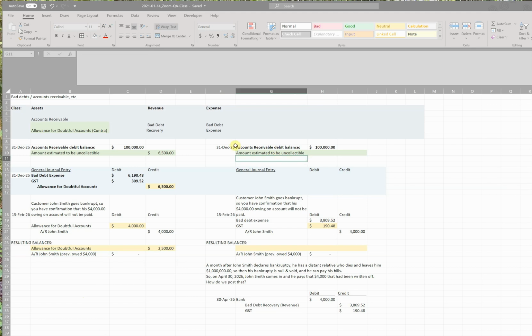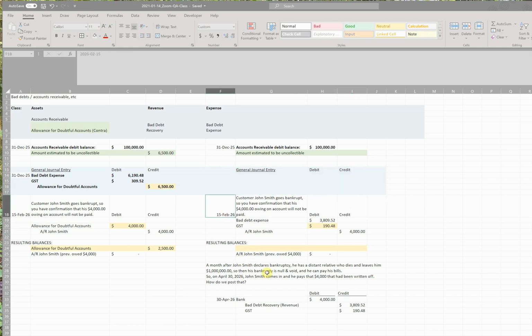And then scenario 2, the same scenario, but let's say our company doesn't use the allowance for doubtful accounts account. So the year end happened and the company had on their balance sheet an accounts receivable debit balance of $100,000 and they had no contra amount calculated. They did not do a general journal entry at year end to write off a portion of predicted uncollectible revenue accounts. They had no journal entry done to that effect.